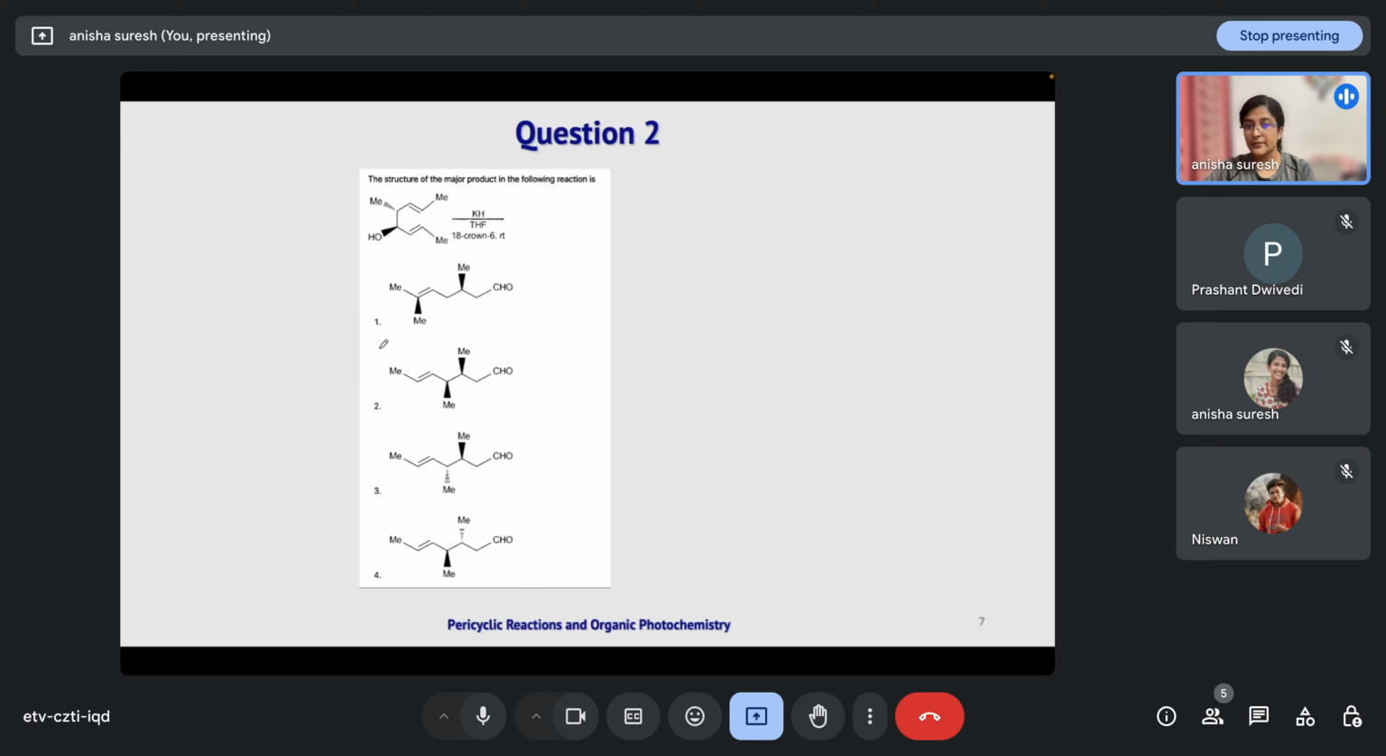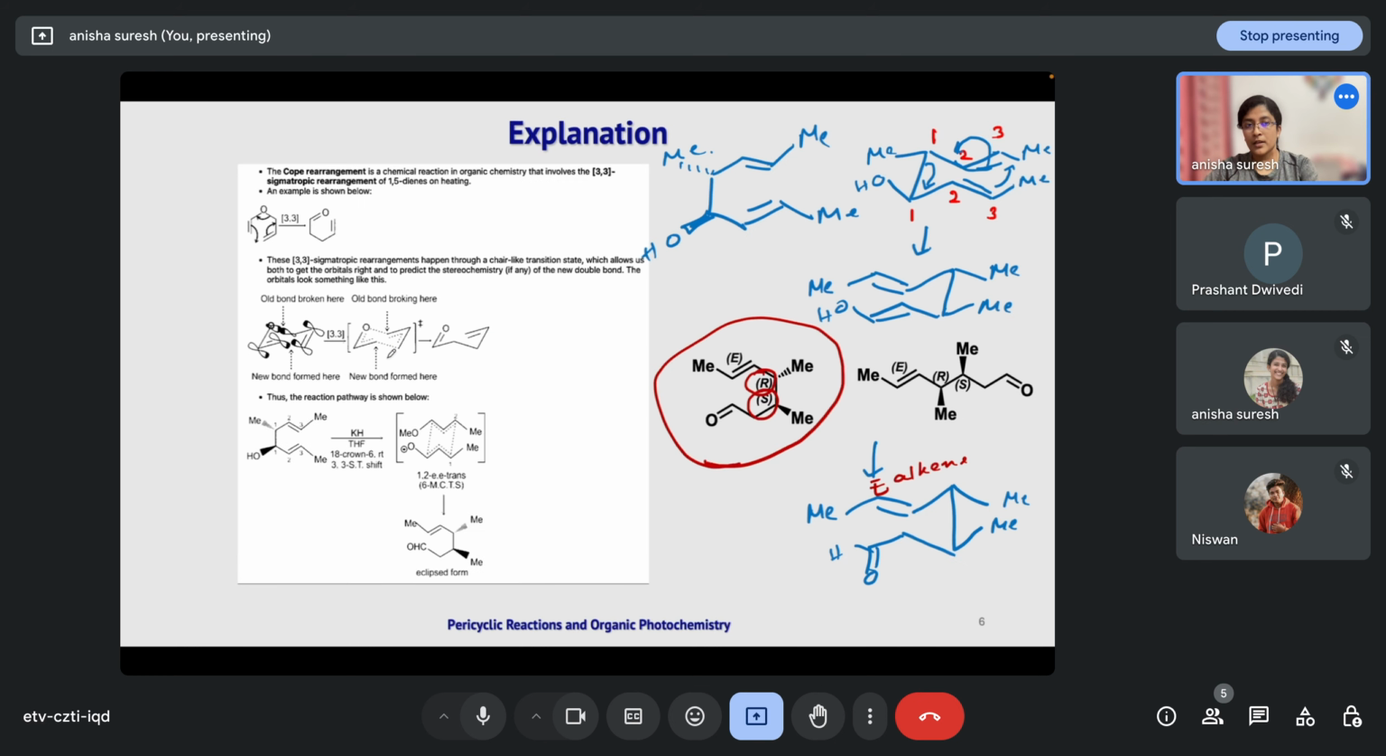So the right option will be option 2. So you understood how the stereochemistry is coming, right? We have to draw it in the chair-like conformation, and then do the 3,3 sigmatropic rearrangement. Hence we can assign the stereochemistry for the alkene, either it is E or Z, and those of the chiral methyl groups.